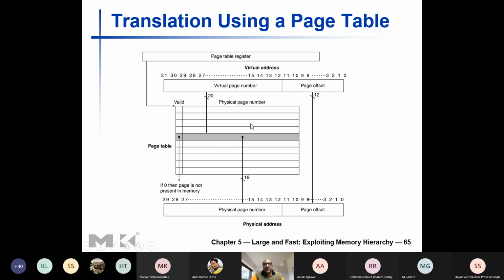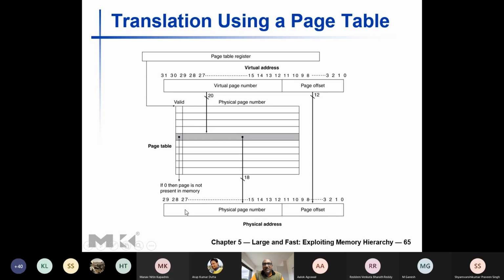If the page is present, then from that you will derive the page number, and whatever the offset is in the virtual address, the same offset will be appended to this. Now it becomes your physical address. That becomes the physical address, and using this physical address, we will access the main memory again, and then we'll fetch the desired word, whatever the instruction or data is.